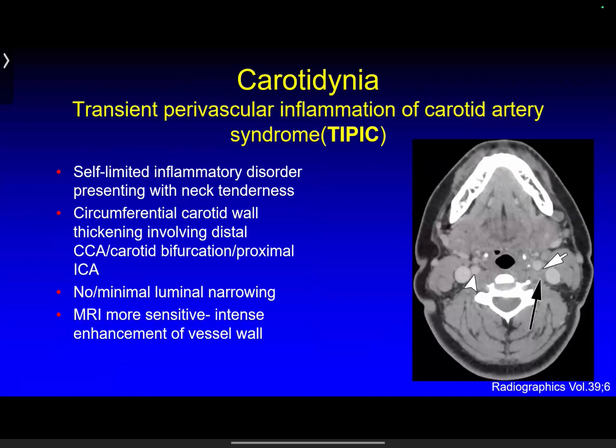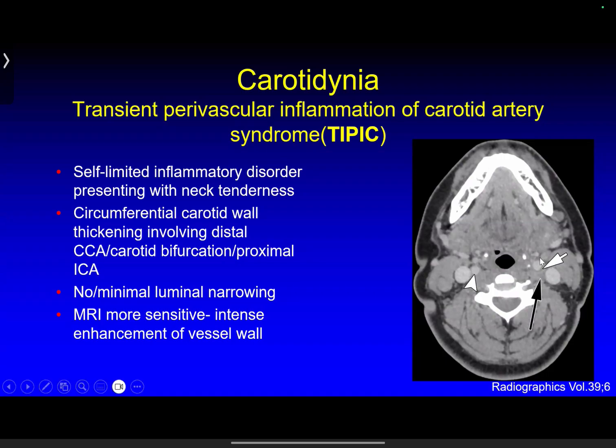Carotidynia can also present as an emergency. This is correctly termed TIPIC syndrome, transient perivascular inflammation of the carotid artery. This is a self-limited inflammatory disorder presenting with neck tenderness and increased pulsations overlying the carotid bifurcation. You will see circumferential carotid wall thickening involving the distal common carotid artery or the carotid bifurcation or the proximal ICA with little to no luminal narrowing. And MRI can pick up intense enhancement of the vessel wall.